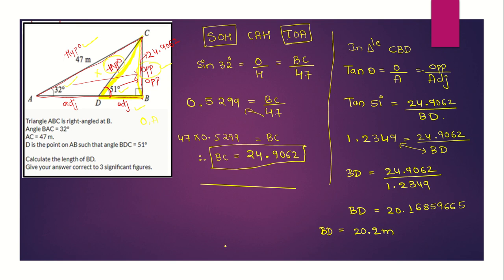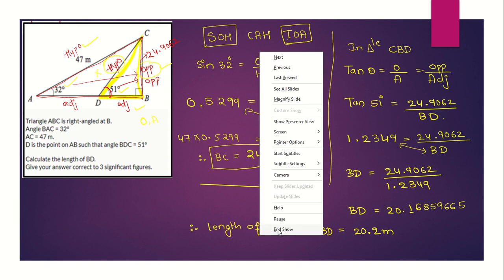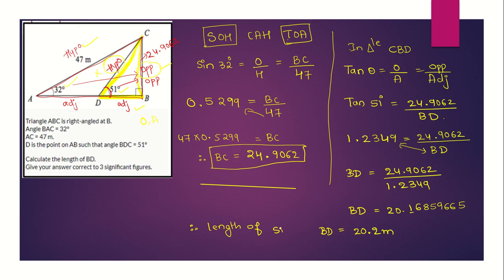So therefore the length of side BD is 20.2 meters, and this is how you calculate the missing side. So let's look at another example.